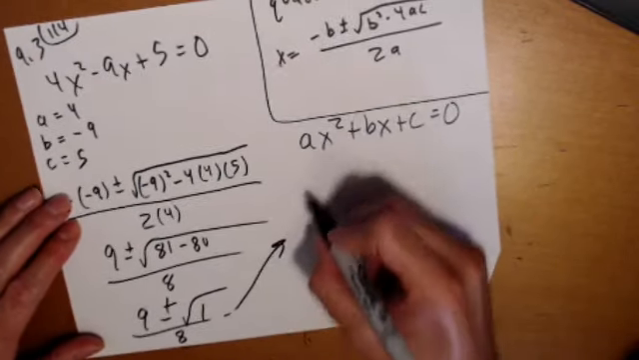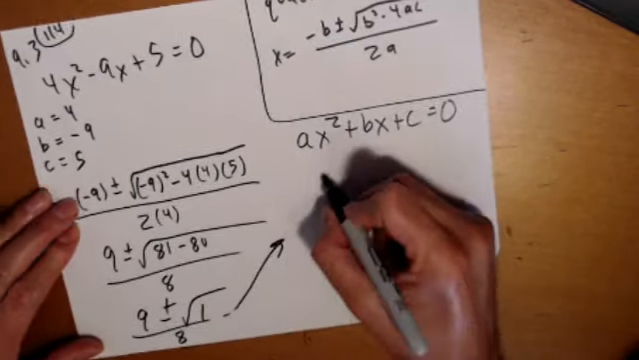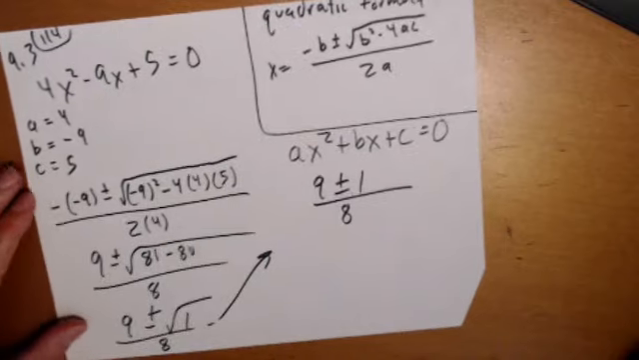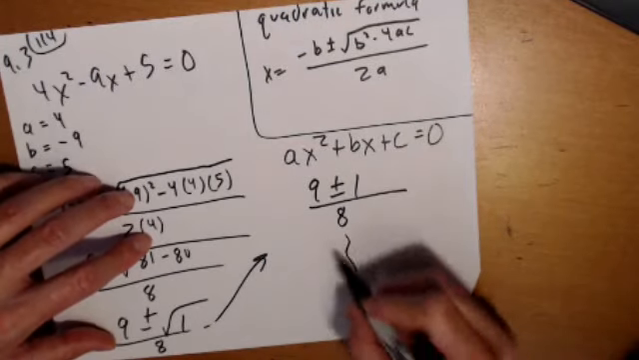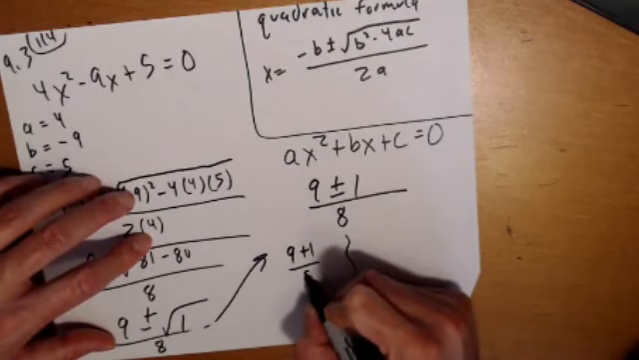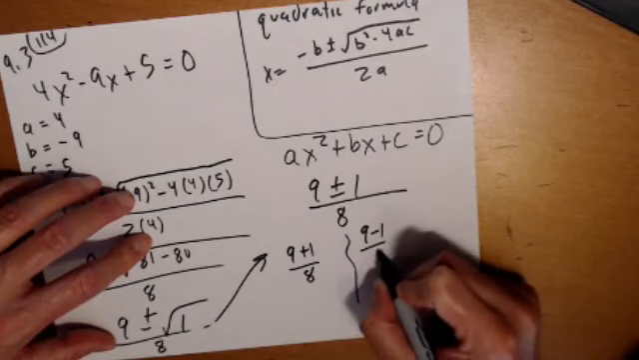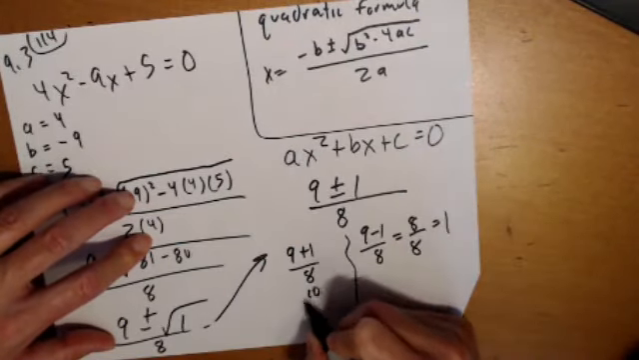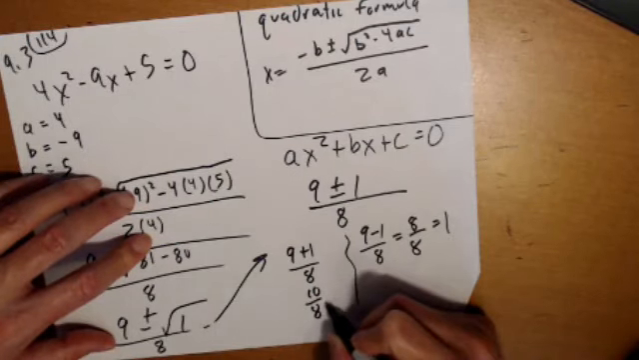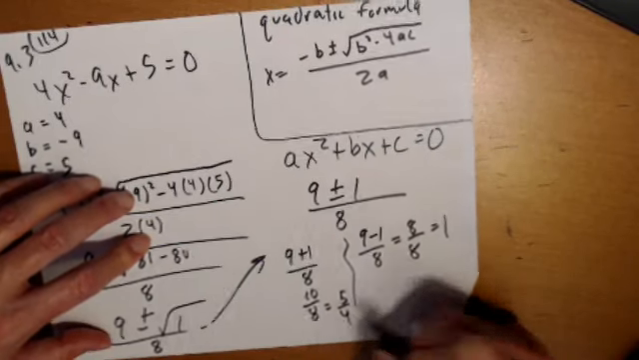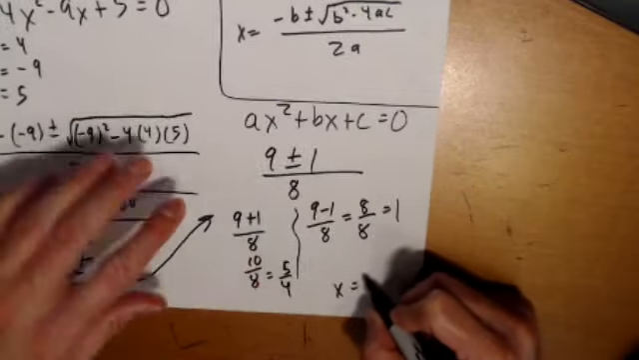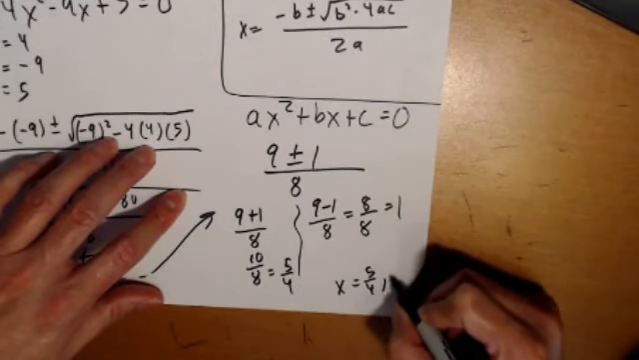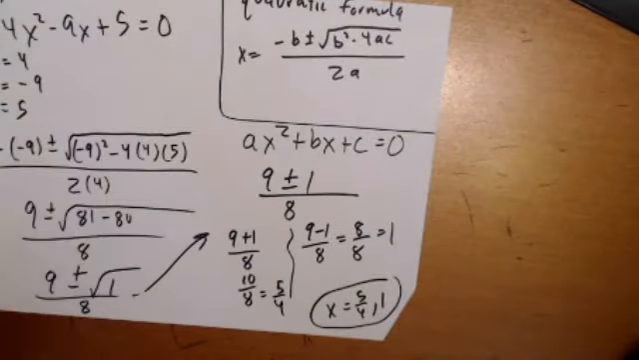So bring it over here. That's 9 plus or minus the square root of 1, which is 1, over 8. Okay, so now that's 9 plus 1 over 8, and that's 9 minus 1 over 8. That's 8 over 8, which is 1, and this is 10 over 8, which reduces to 5/4. So we get answers of x being 5/4 or 1. See? Super easy.